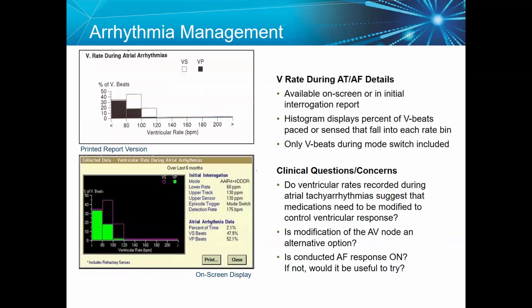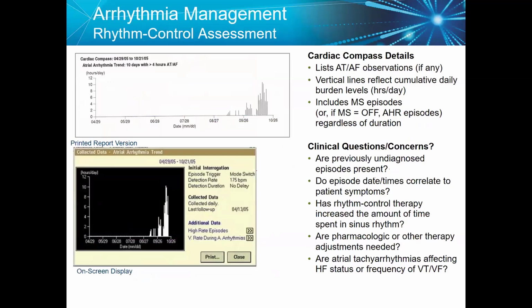Ventricular rate during AF: detailed clinical questions suggest whether medication needs to be modified. Okay, is modification of AV node conduction, or an alternative option like AV node ablation, needed? Is conducted AF response on or no? If not, would it be useful to try? And cardiac pacemaker we will go into in detail after that. A lot of data you can take from the pacemaker, and I just want to review every piece of data it gives you carefully and step by step.